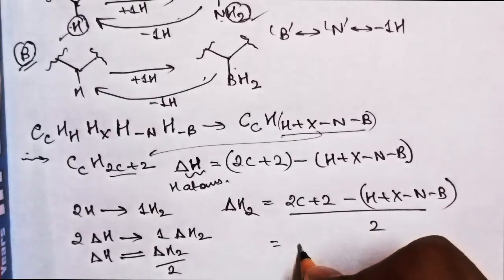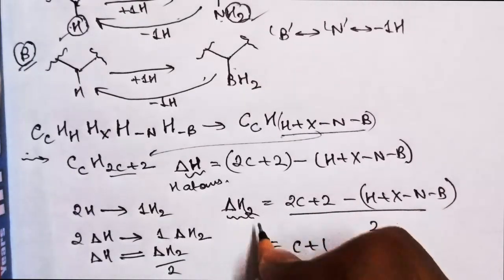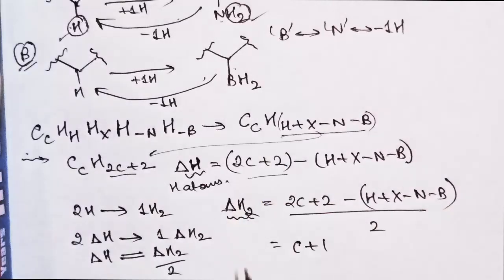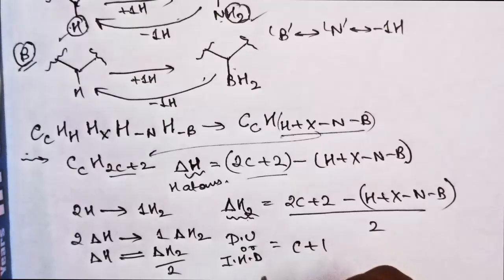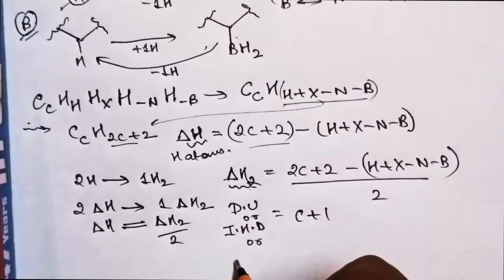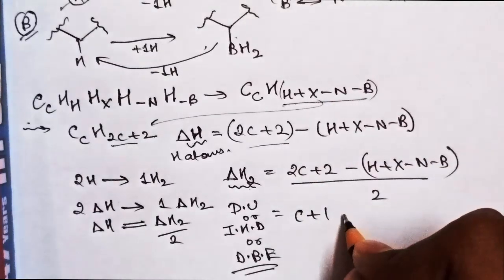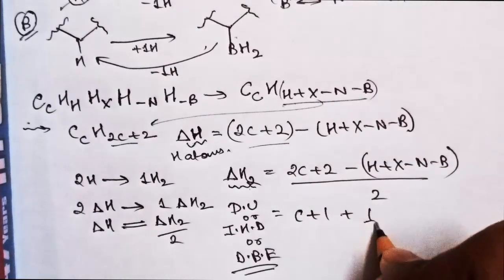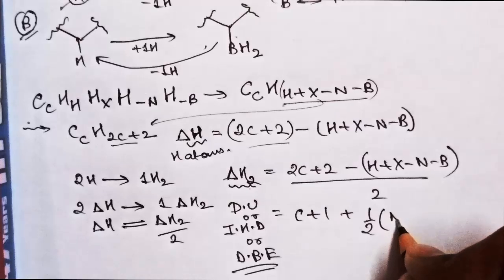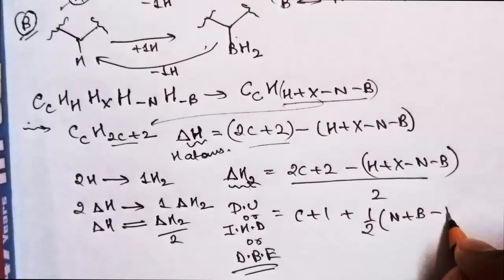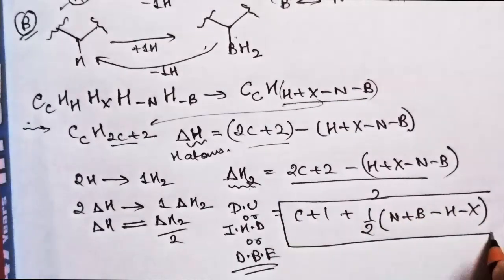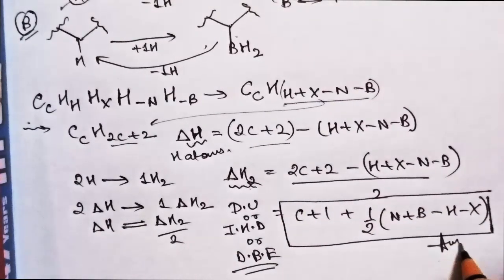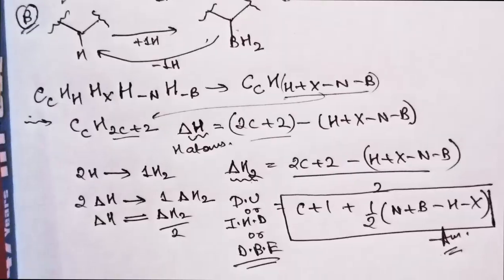On simplifying, we get the change in number of hydrogen molecules to convert it to open chain, which can be written as the degree of unsaturation or the index of hydrogen deficiency or the double bond equivalent of this molecule as C plus 1 plus half N plus B minus H minus X. This is the result of this problem and can be remembered as a standard result. That is the solution.